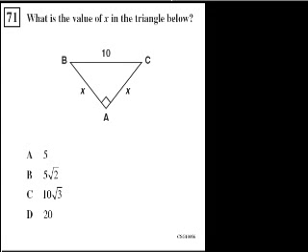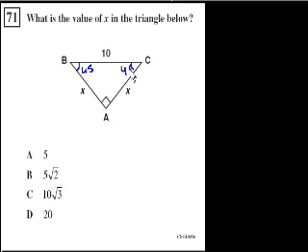We're on problem 71. It says, what is the value of x in the triangle below? Okay, so we could just pull out the Pythagorean theorem here, although you might recognize that if these two sides are the same, then these two base angles are going to be the same. And if those base angles are the same, and this is 90, then you have 90 degrees to go between those two angles, so they're going to have to be 45 because they're the same.